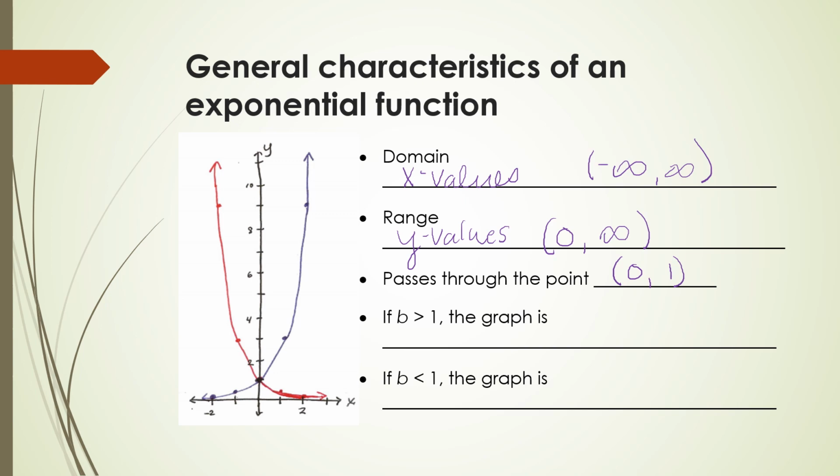Now we had two graphs. If we have f(x) = b^x, and b was greater than 1, it was the blue one, and it is increasing. If b is below 1, it's not negative, it's actually between 0 and 1, like that 1/3, that is the red one, and that one is decreasing.